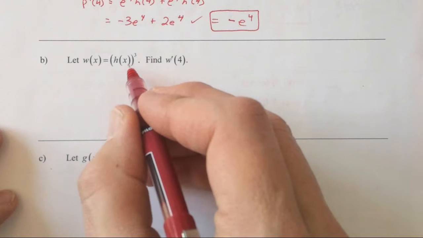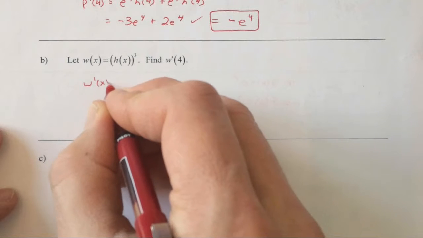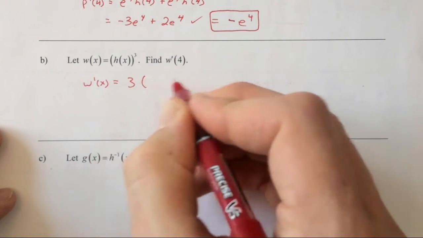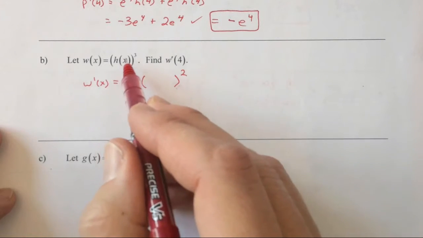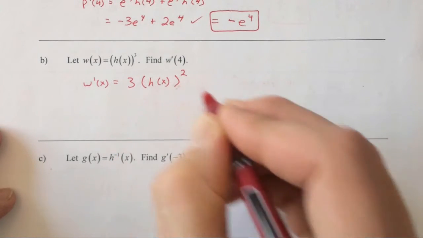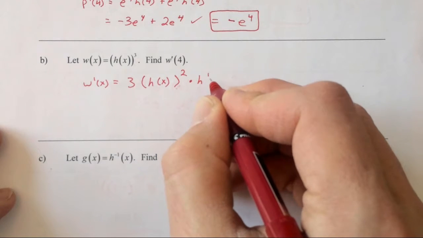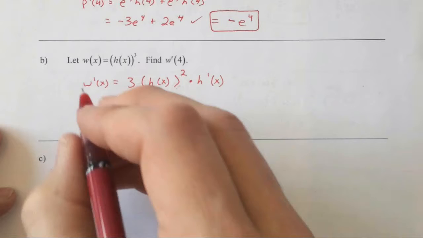This is a chain rule. We have an inner function being cubed. So let's get w prime of x first. Derive the outer function, so that's 3 squared up there, right? The 3 comes out front, and then we drop the exponent by 1. Keep the inner function, so h of x stays in the middle, and then multiply this by the derivative of the inner function. The derivative of h is h prime.